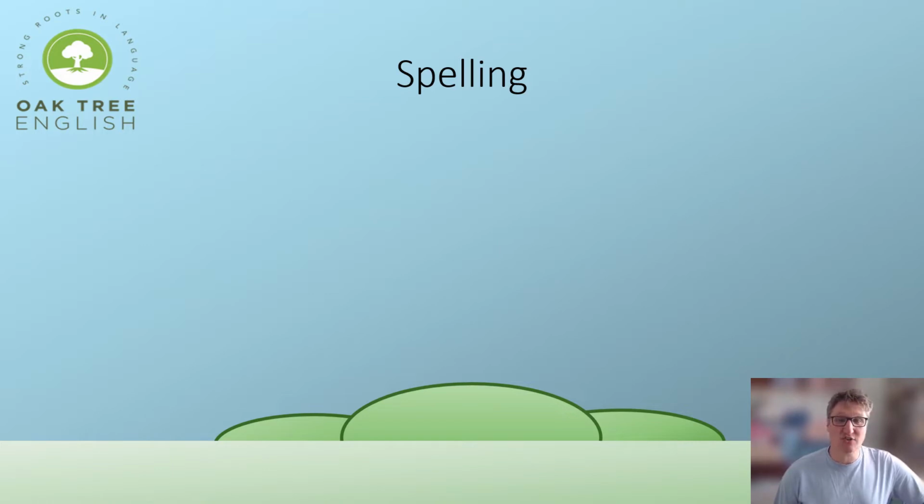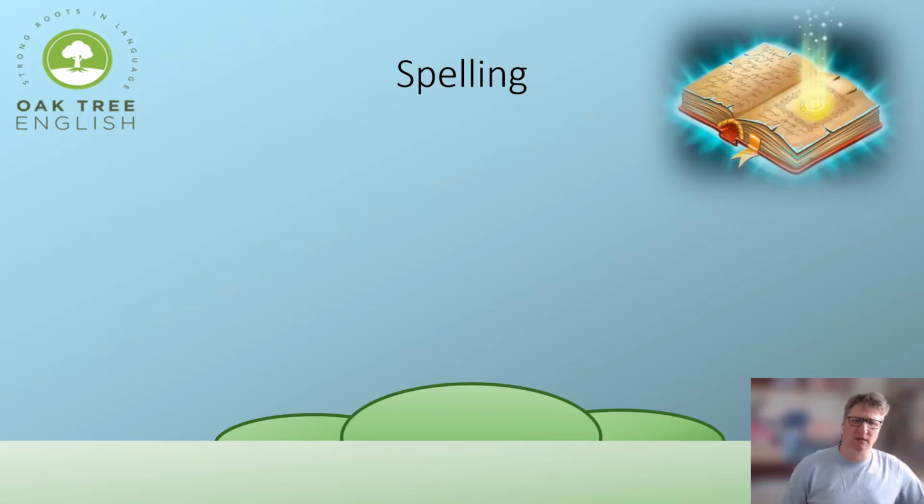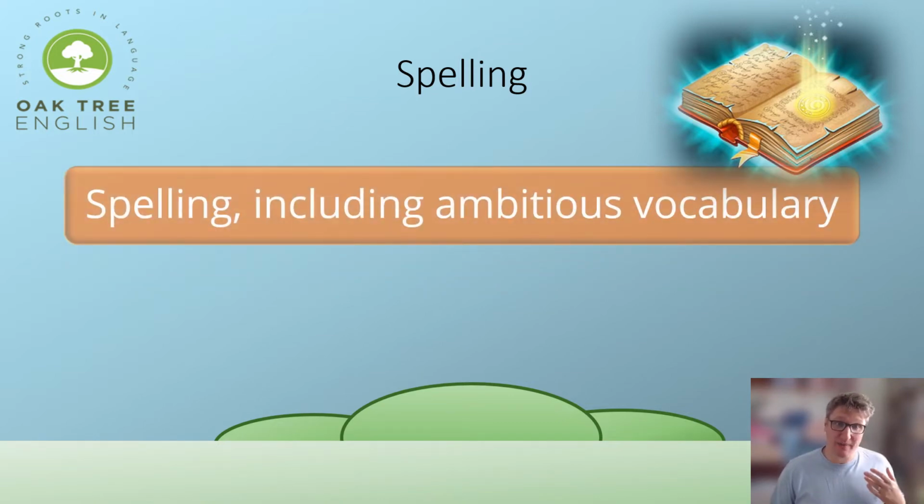Okay, on to spelling. Spelling. No, not like Harry Potter, different sort of spelling. Sorry about that. Spelling, you'll need to be able to spell things correctly. Stop me if I'm getting too technical here. You need to spell things, including ambitious vocabulary. So words that, common words, you should be able to spell. And if you can't, then you need to learn them. And there's no shortcut around that.